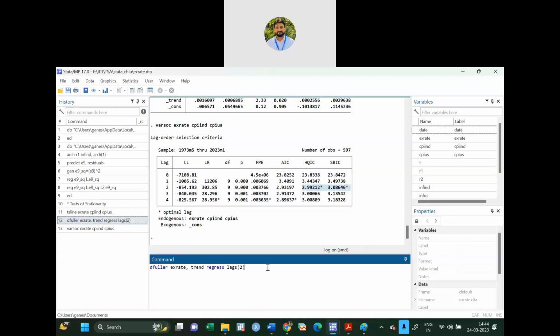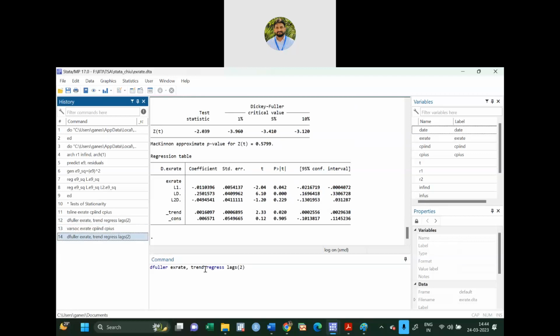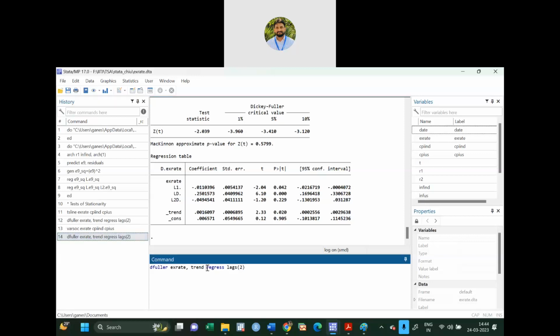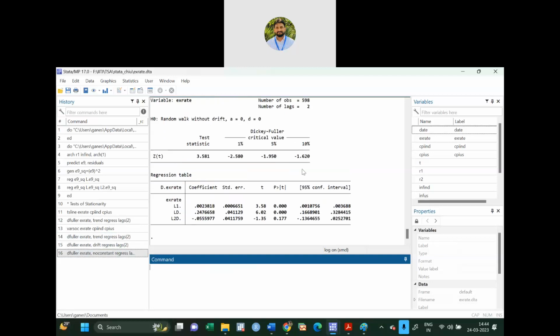Okay. So this is the first unit root test. In a similar fashion, check with a drift term, and with a drift term, regress lag 2, and the third regression will be running without constant. So that's what we call no constant. No constant regress lags 2. Okay.